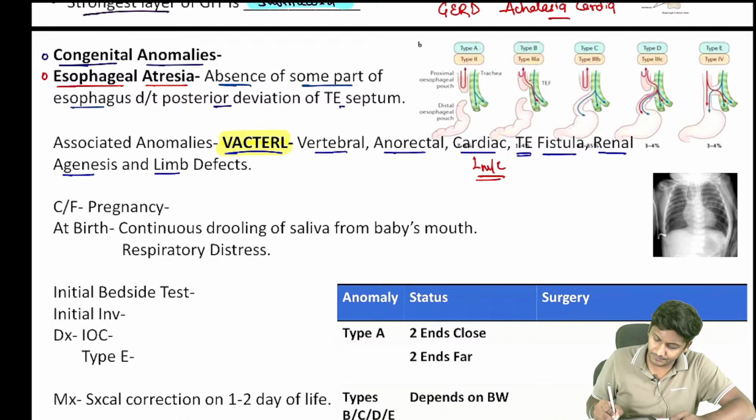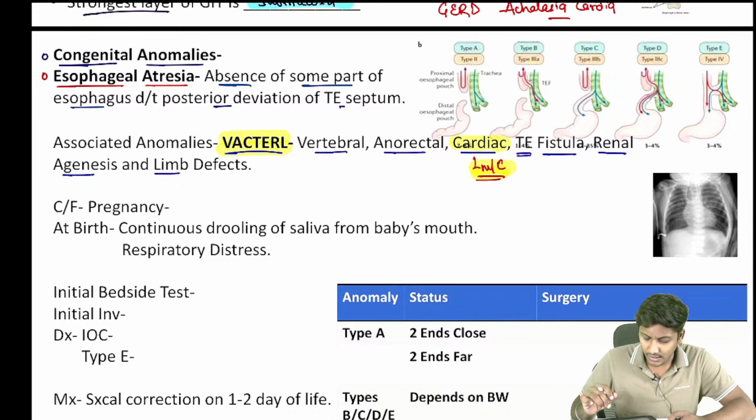Cardiac defects, बच्चे. Cardiac defects are the most common VACTERL anomalies that you have to remember. They are the most common congenital anomalies which are present. So that is the important one. That has been a previous year question.